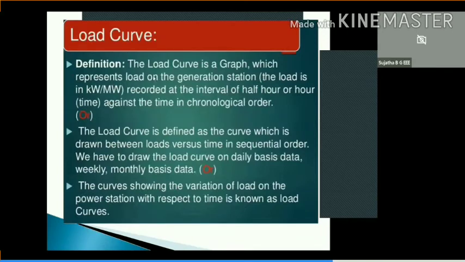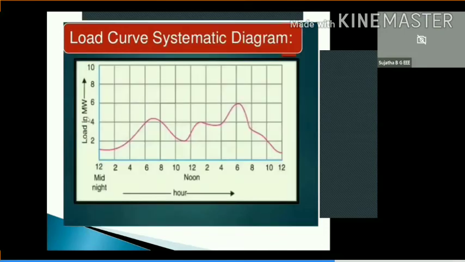Okay, then you have to understand what a load curve is. It is the graph which represents the load on the generating station. The load can be in kilowatts, or if it is a large value, in megawatts, recorded at intervals of half an hour or one hour against time in chronological order. See, I have shown the graph here. A load curve is a plot of load: on the y-axis we have the load, whereas on the x-axis it is time. Here I have shown the time for a day, from midnight 12 to the next 12 o'clock, for 24 hours. So it is a daily load curve.